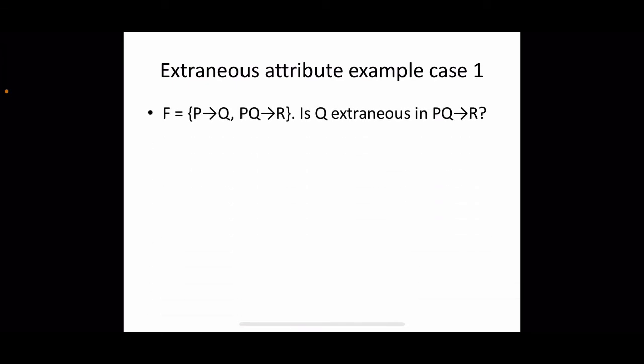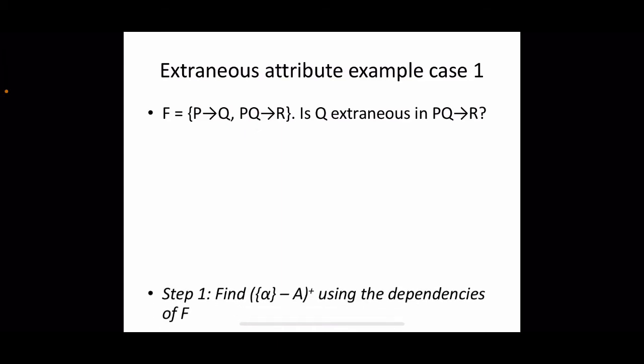We can see an example for that. Suppose we have a functional dependency set as P determines Q and PQ determines R. We have to check whether this Q is actually extraneous in this dependency PQ determines R. So this is of the form alpha determines beta, right? Within alpha, we are selecting a particular attribute Q as the extraneous attribute A, right?